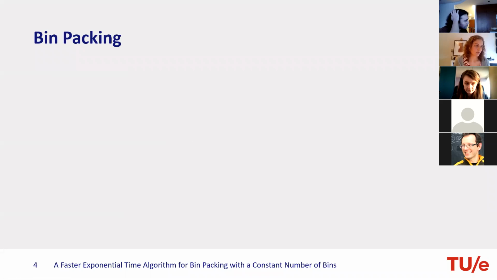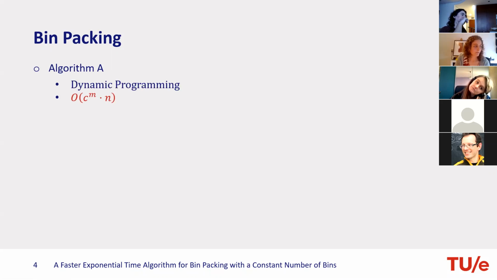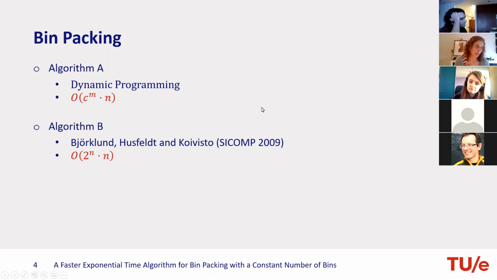So what is known about bin packing? There are 2 algorithms that work fairly well. The first algorithm is dynamic programming, and it runs in time capacity to the power number of bins times n. I'll quickly introduce that in a couple of slides. The second algorithm is based on Björklund, Husfeldt and Koivisto, who gave an algorithm for set cover, and you can change it a little bit to get an algorithm for bin packing as well. That runs in order 2 to the n times n time. We're going to use some extensions of these 2 algorithms today.